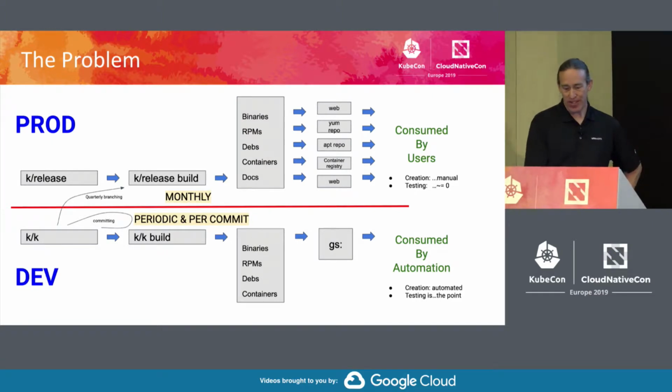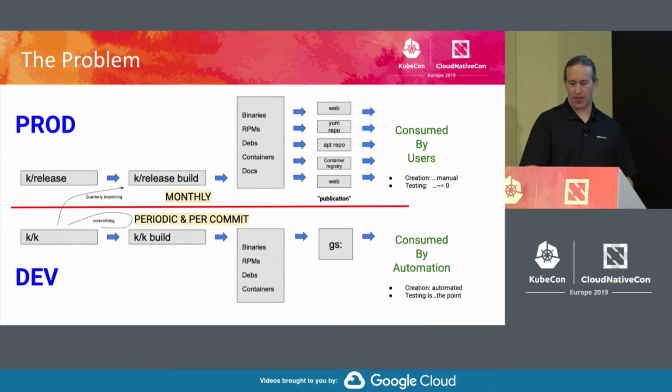It's a little worse than that, though, because on dev, we build a set of things, and they go out to a cloud bucket that's, again, consumed by automation. But users don't consume things in that way. We have people who go to our Kubernetes website. They read the documentation. They download specific things. Or they use yum or apt to download binaries from a repo or a container registry to get an official container. And all of those are separate flows than what we have for dev.